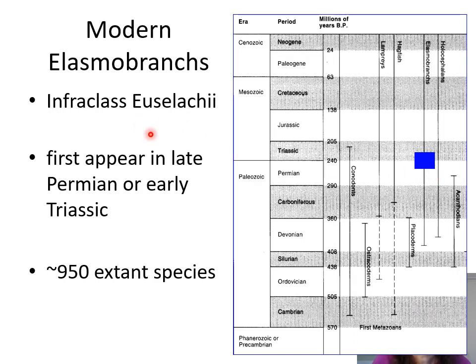When we look at the Elasmobranchs, we're in that infraclass Euselachii, right? Our modern ones are in the true sharks, and they first appear in the late Permian or early Triassic. Now, this isn't the Elasmobranchs in general, right? The Elasmobranchs, as we know from previous discussions, actually originated back here in the Silurian-Devonian. But our modern lineages first appear here around that Permian-Triassic time. And we have about 950 living species that make up our modern Elasmobranchs.